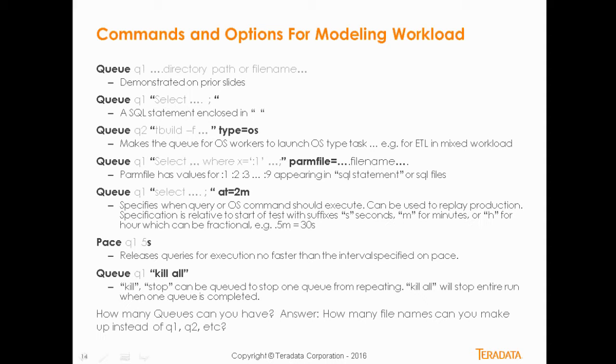You can specify a time when the OS statement or query should execute, which allows you to kick off loads or killer queries within the period of a test, or even replay the production query arrival. Or you can use the pace command to specify the arrival rate of queries on a queue. Sometimes in a fixed period test with multiple queues, you may not want one queue to repeat since it's doing data loads, so you can put a stop or kill on that queue. Or perhaps you've got a background workload in one queue that you want to repeat, but when the work in the primary queue completes, you want to kill the entire run, so you can queue a kill all on the primary queue.